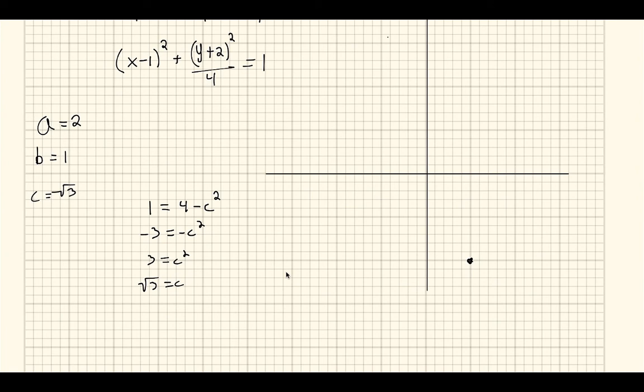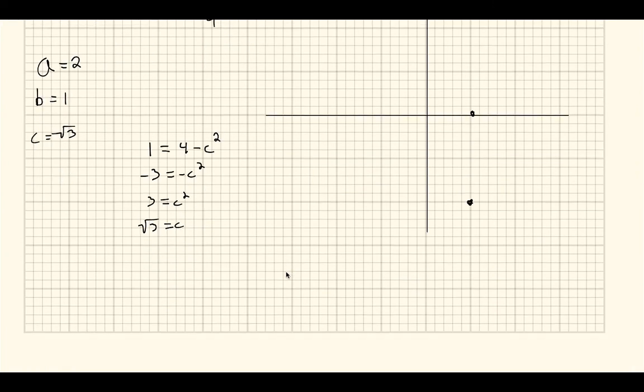So my 2 vertices are going to be here and here. So this is V1, which is at 1, 0. This is V2, which is at 1, 2, 3, 4. So this is 1, negative 4. All right.